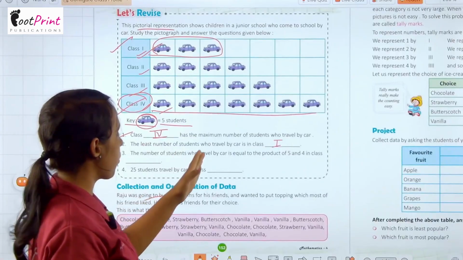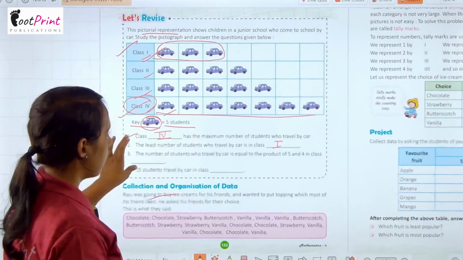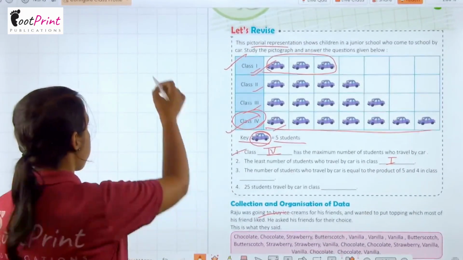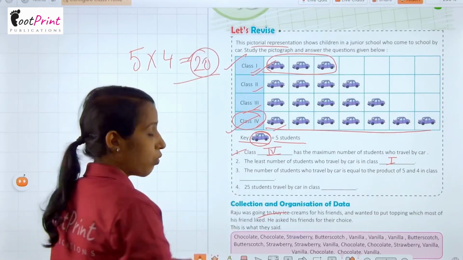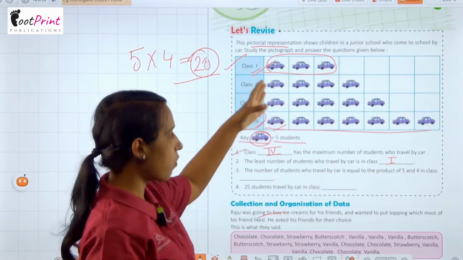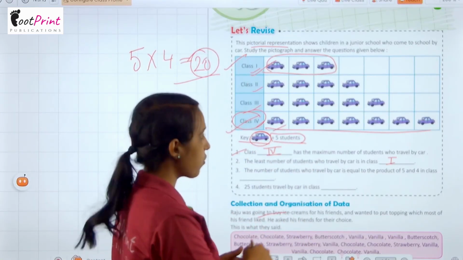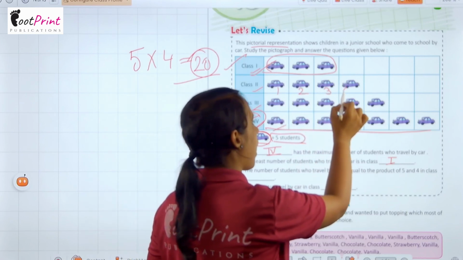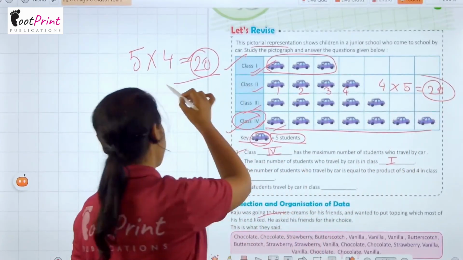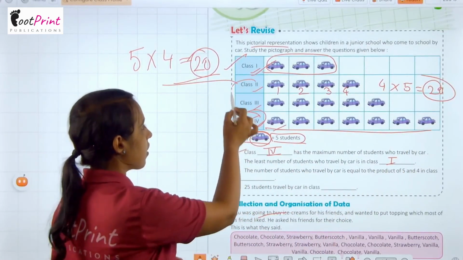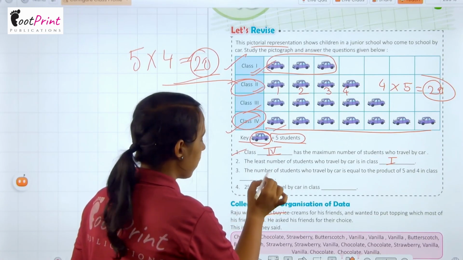The number of students who travel by car is equal to the product of 5 and 4 in class dash. So here the question is that the product of 5 and 4 will be 20. तो 20 students जो travel करते हैं by car, वो कौन सी class में? One car is showing 5 students. Here we have 1, 2, 3 and 4. 4 multiplied by 5 is 20, which equals the product of 5 and 4. So in class 2nd we have 20 students traveling by car. So here we write class 2nd.